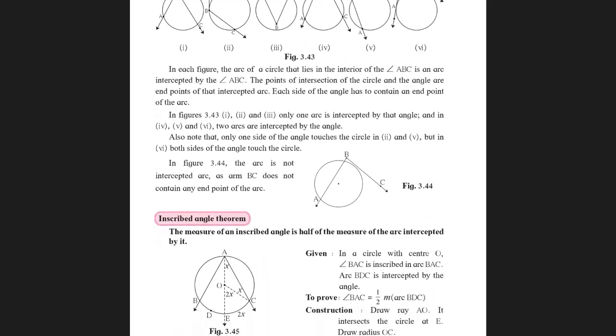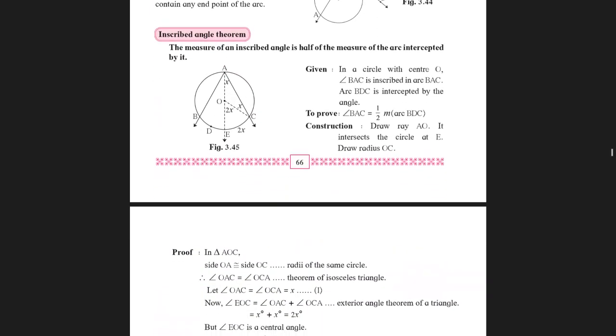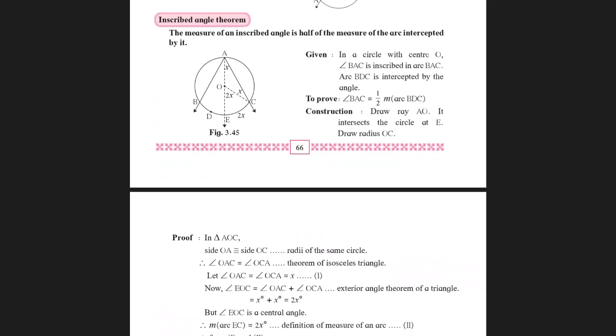Now we come to the most important part of the lesson, which is called the inscribed angle theorem. It is very important to learn the theorem as well as the proof of it, and to understand it well so that you can apply it and do the sums in the exercise. So pay attention here, children, as I explain this theorem. At the end of it, I'll tell you what you need to write in your classwork. Inscribed angle theorem: the measure of an inscribed angle is half the measure of the arc intercepted by it.